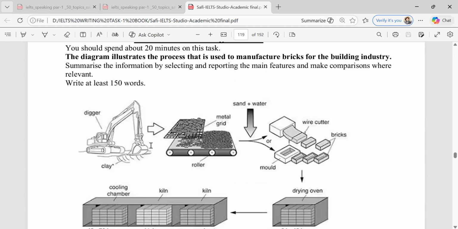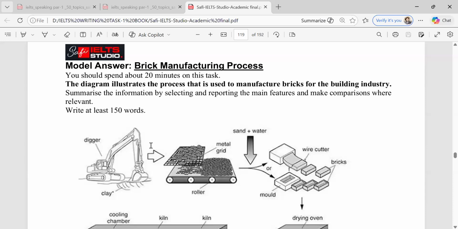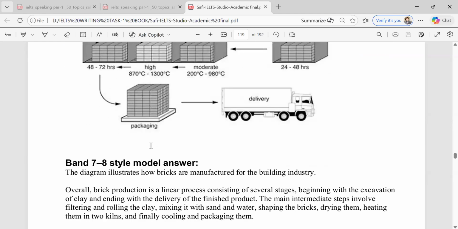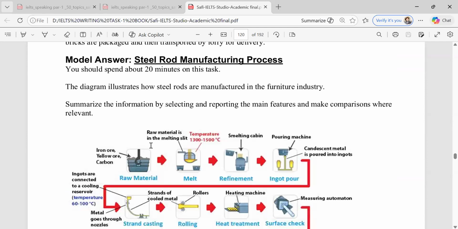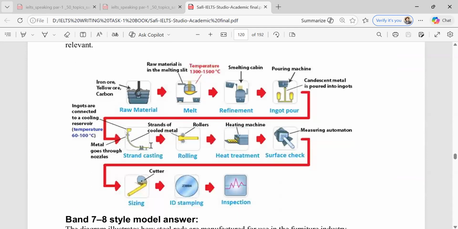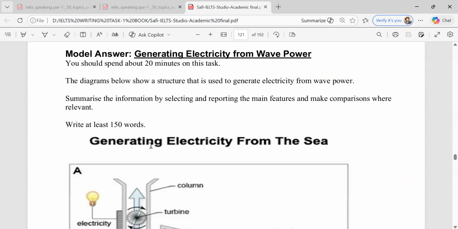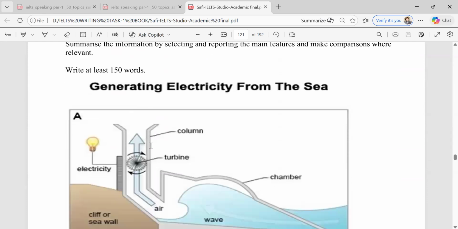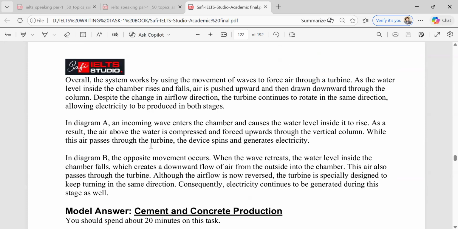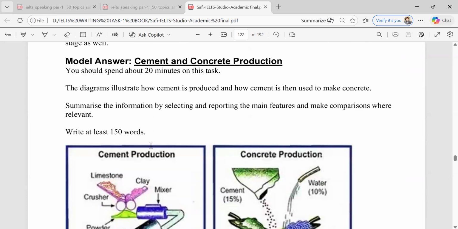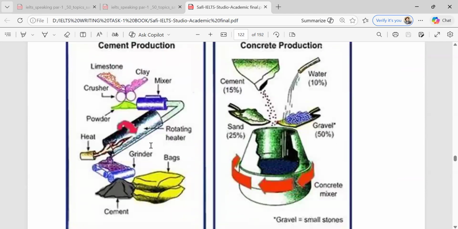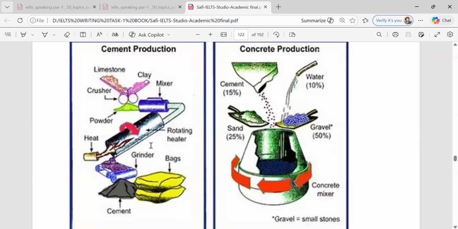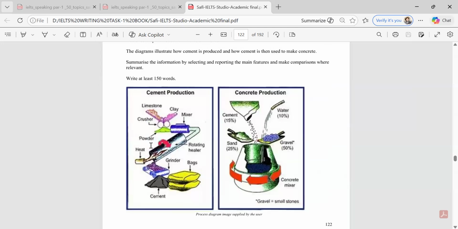Clear? So these are the types of process diagrams you can have. This is the process diagram for brick manufacturing, and you can find the model answer in your book as well. Then there is steel rod manufacturing, clear? There's the model answer. And then electricity from waves. So how you can write the model answer is available for you. And then we have cement and concrete production. Let's take one of the examples. It's colorful. Let me explain it.